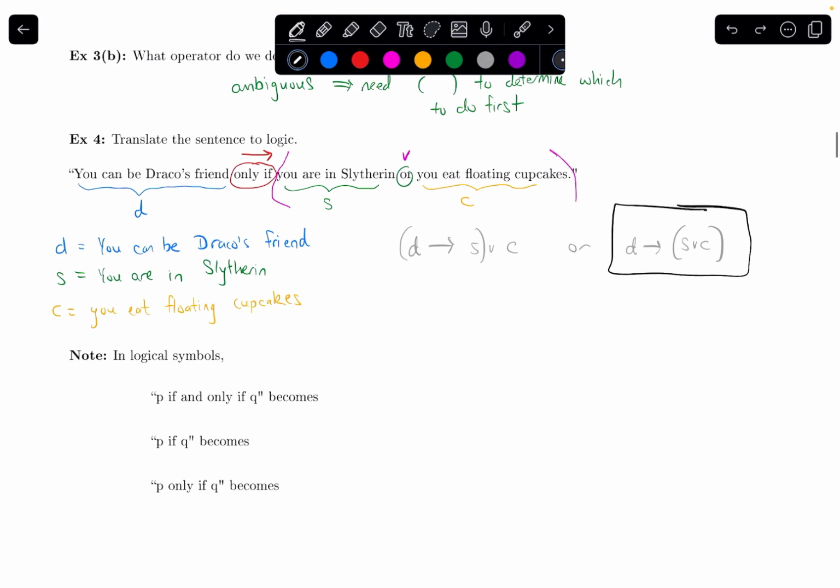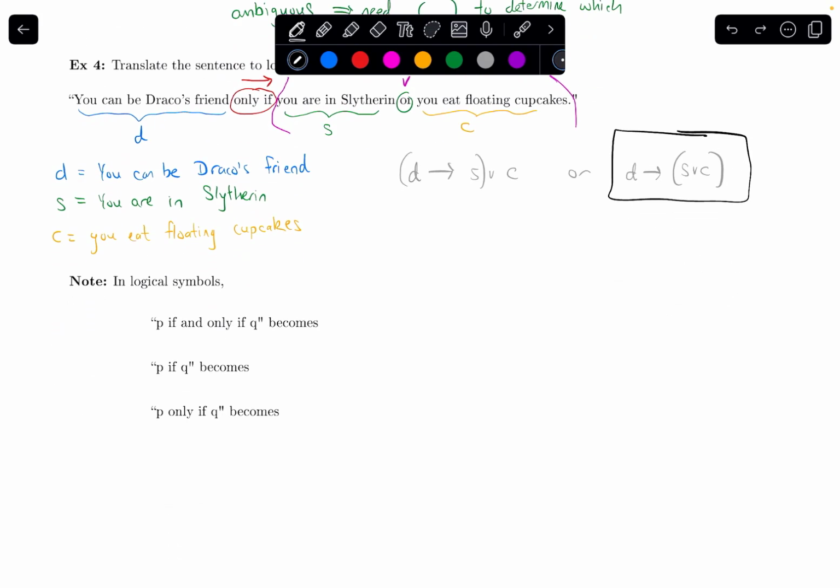Okay, so just as a quick review, in our logical symbols, when we see the statement "P if and only if Q", remember that becomes P and then a double-sided arrow and then Q. If I have the statement "P if Q", well, that's another way of saying P happens if Q happens. So I can reorder that as if Q happens, then P happens.